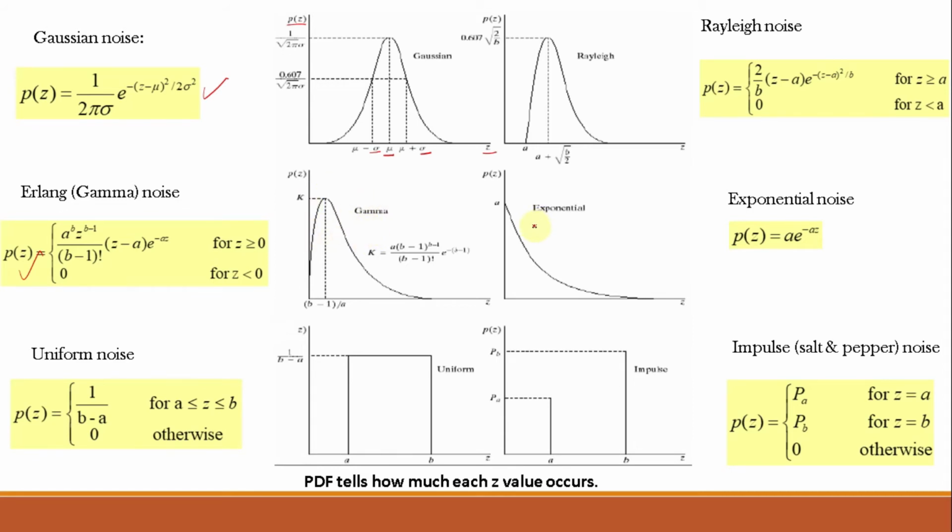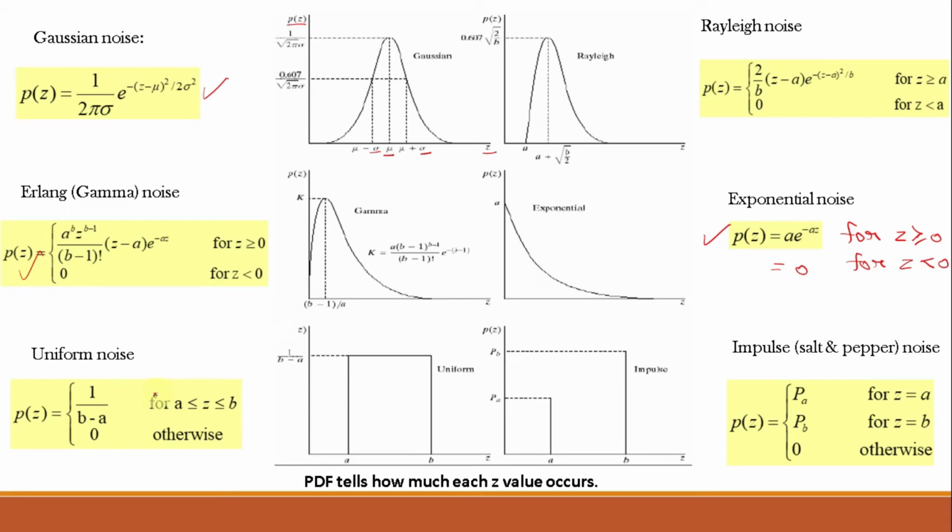The next one is exponential noise. As the name suggests, it is an exponentially decaying value like this, and this is the equation for exponential noise. This exponential noise occurs due to illumination problems, and it is usually seen in laser imaging.